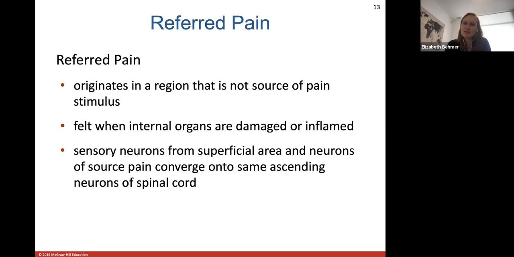Referred pain can be felt when internal organs are damaged or inflamed. And what happens is the sensory neurons from a superficial area of the body, so above the area, more superficial, and neurons of the source of pain itself will converge onto the same ascending neurons of the spinal cord. And I'll show you a picture of what I mean here.